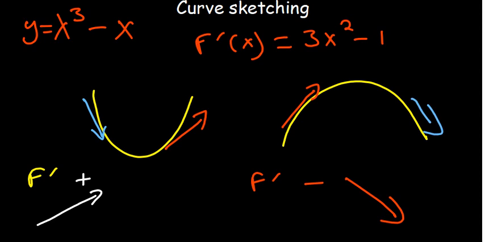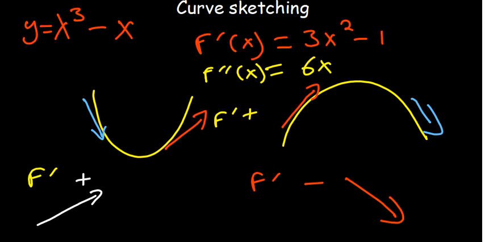Now, what differentiates these two curves? If you look at the two curves in red, the first derivative is positive. What differentiates them is whether it's going to be a minimum or a maximum. That is decided by the second derivative. The second derivative requires you to differentiate the first derivative. So the second derivative in this case is going to be 6x.